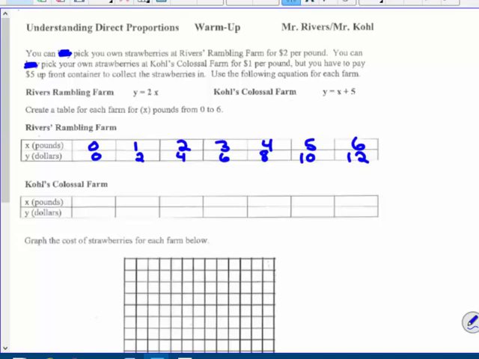Cole's Colossal Farm, y equals x plus 5. So he would be 0, 1, 2, 3. These are the pounds. 4, 5, 6. So cost is the dependent variable. It depends on how many pounds. That's the independent variable. So yes, cost is the y. So x plus 5. 0 plus 5 would be 5. 1 plus 5 would be 6. 2 plus 5 is 7. 3 plus 5 is 8. 4 plus 5 is 9. 5 plus 5 is 10. And 6 plus 5 would be 11.